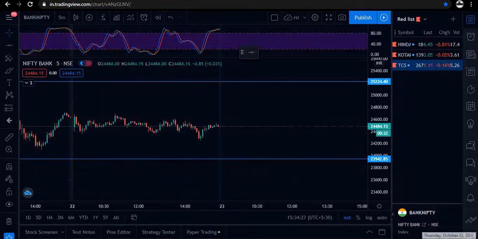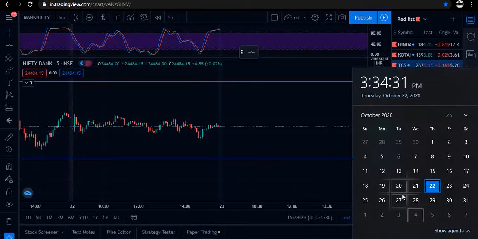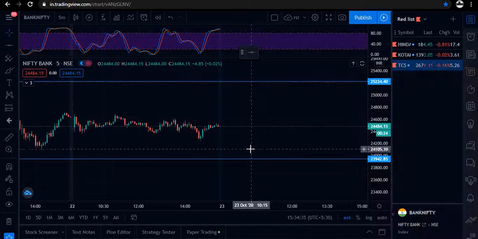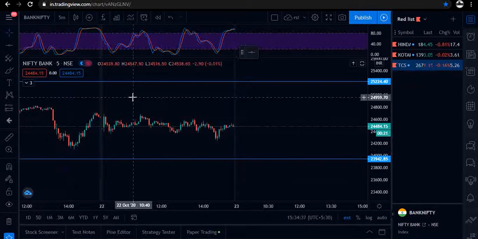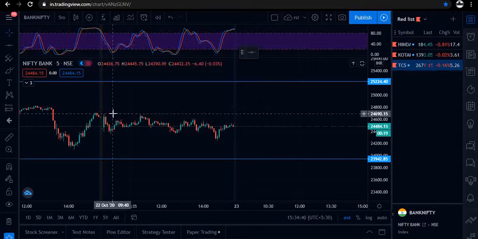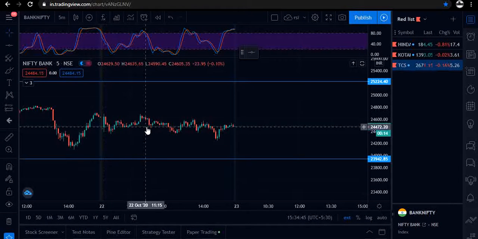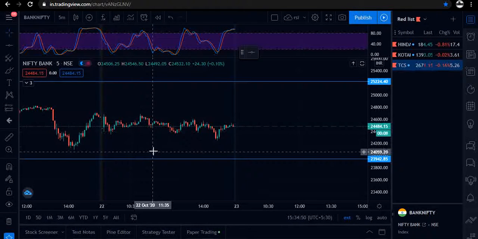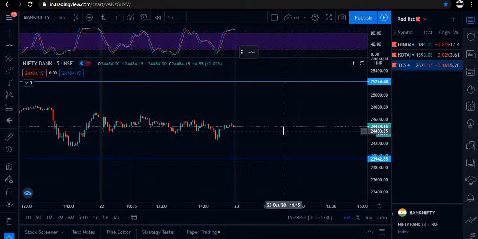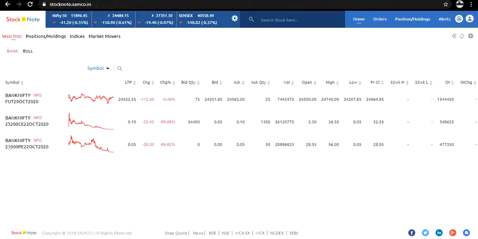So traders, now let me show you the time. Here you can see that the time is currently 3:34 pm. Looking at the chart of Bank Nifty, you can see that today's Bank Nifty index was completely sideways. It did not even touch our support and resistance, and we made a profit. Now let me show you that both of these options are now trading at 0.10 paisa and 0.5 paisa.